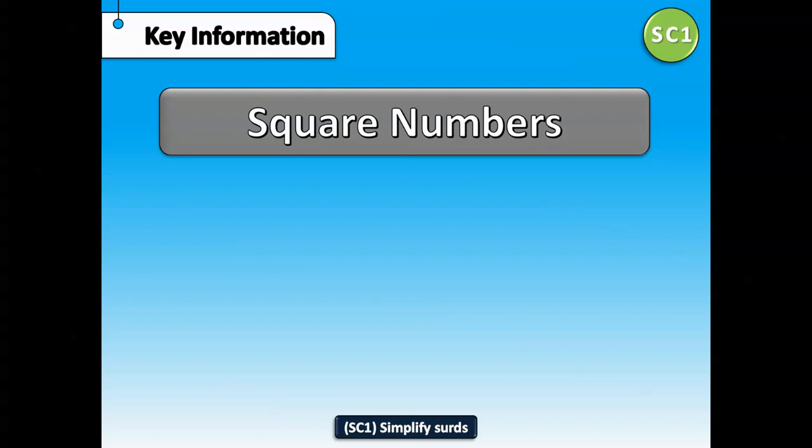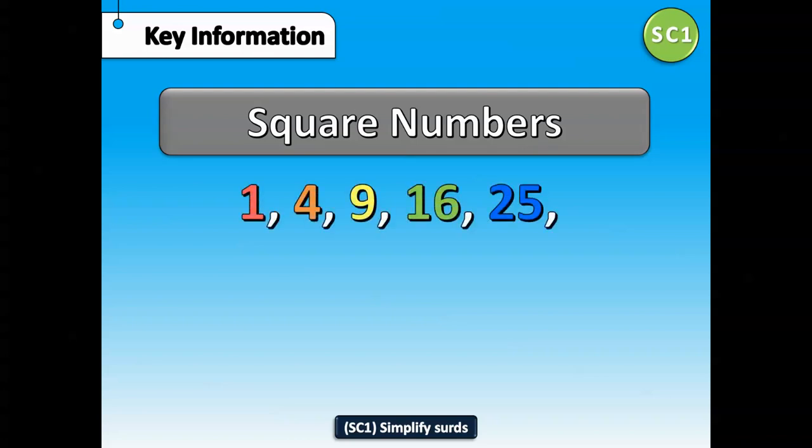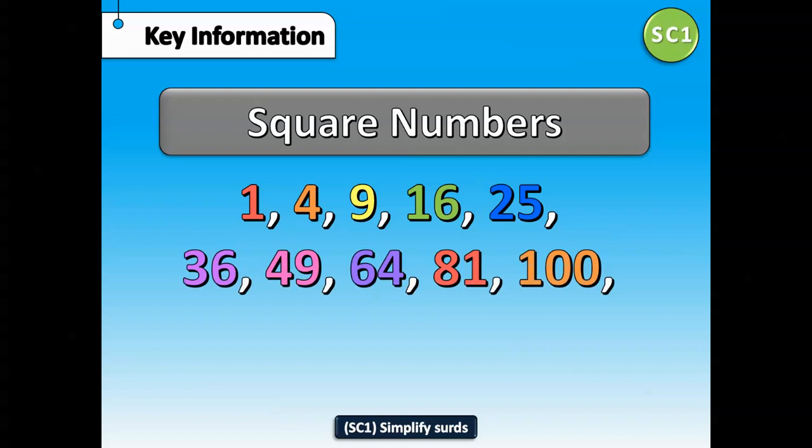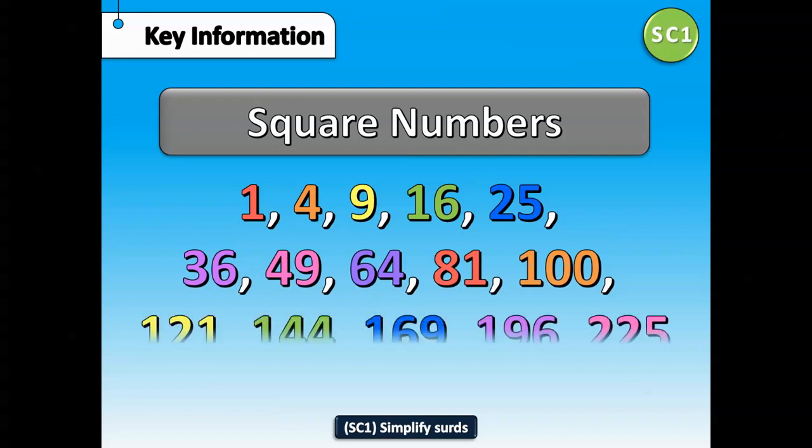So we need to know our square numbers up to 15 squared. So there's the first 5 square numbers. There's the next 5 square numbers. And there's the next 5 square numbers.